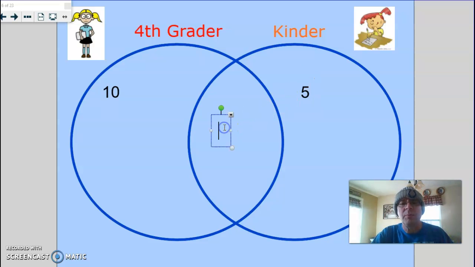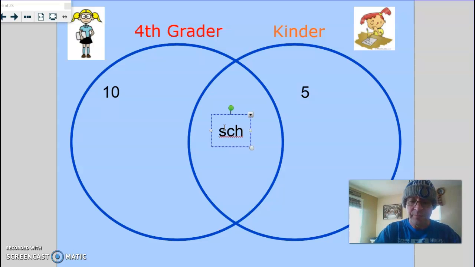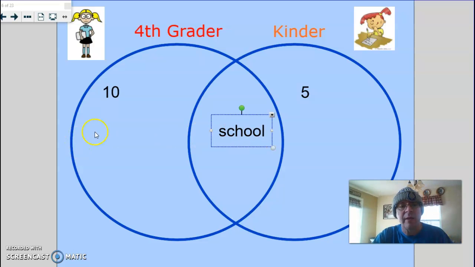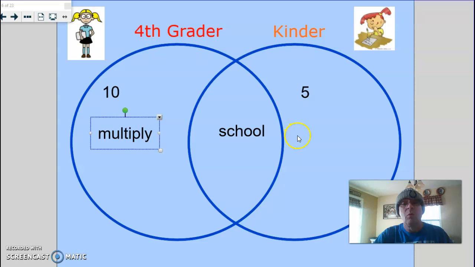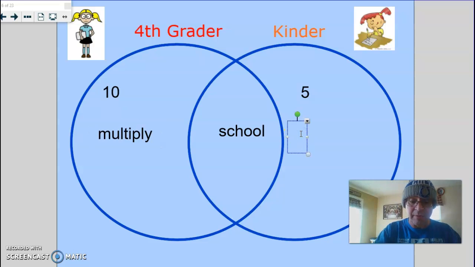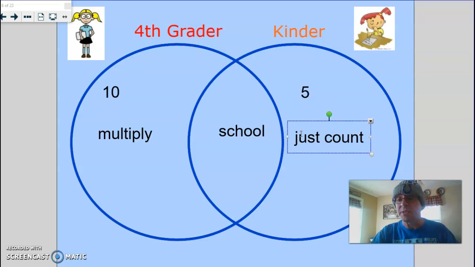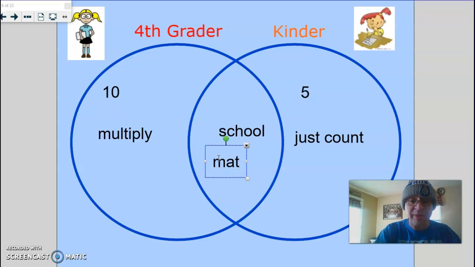But they both, you could put in here, they go to school, right? That's something that they share. They go to school. What's something else? A fourth grade student can multiply, right? Where a kindergartner may be able to, or they can just count, maybe. Maybe they can just count numbers, right? But they both, what? They both have math class, don't they? Yeah. So this is how you would compare and contrast.